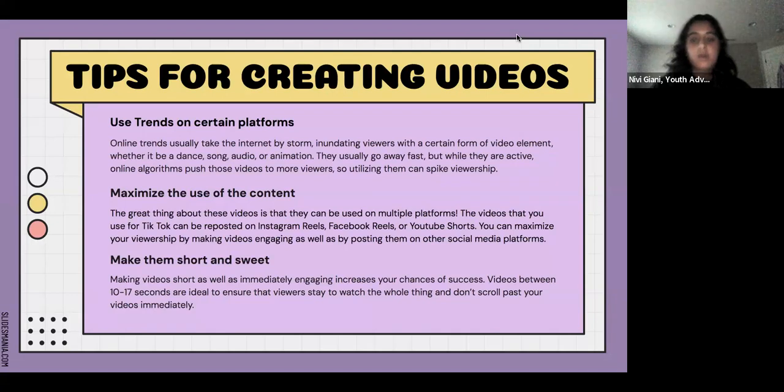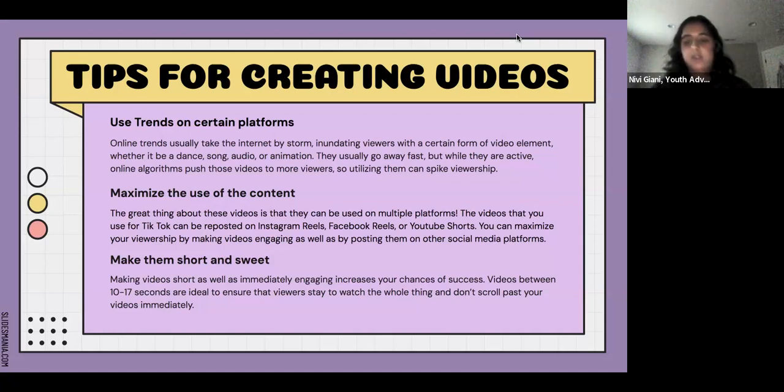And trends go away fast. As soon as you see a trend, that means that it's already popular. So trends go like this: they escalate and then they de-escalate. By the time you see it on your feed, it's pretty much already halfway through. So once you see it, you need to hop on it and make a video as fast as possible, within the next day or two, and that really spikes your viewership. That means that a lot of people will see that.